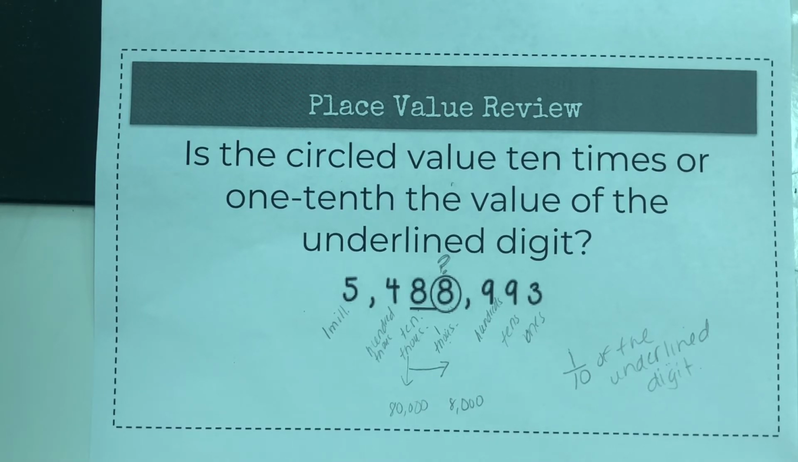Those are place value positions, times 10 or 1/10. So that was again a little strategy to know that if we're moving to the right on our place value chart, it's going to be 1/10. And if we're moving to the left, it's going to be times 10.